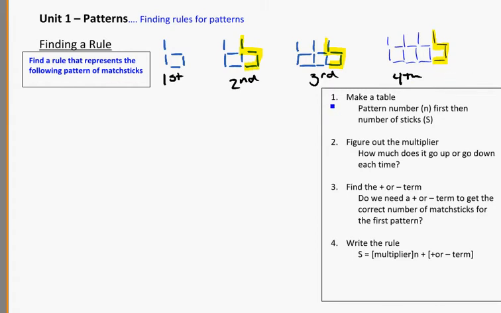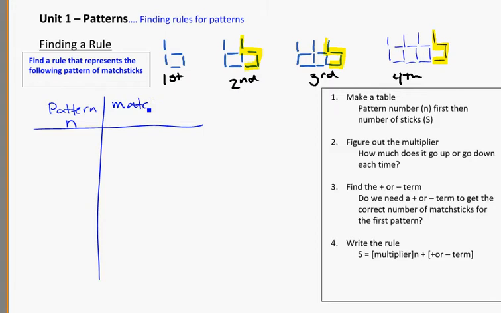So our very first step here is to make a table. And I'm going to remind you here that we want to put in the pattern number, which we're going to call n for number, in the first column, and then we'll put in s for the number of matchsticks. So we'll say pattern, and call that letter n. And here we're going to say the number of matchsticks, and we're going to call that one s.